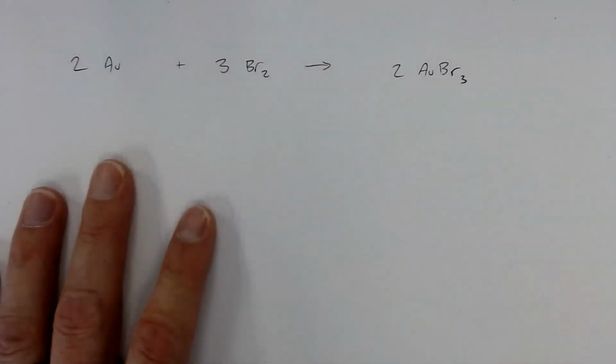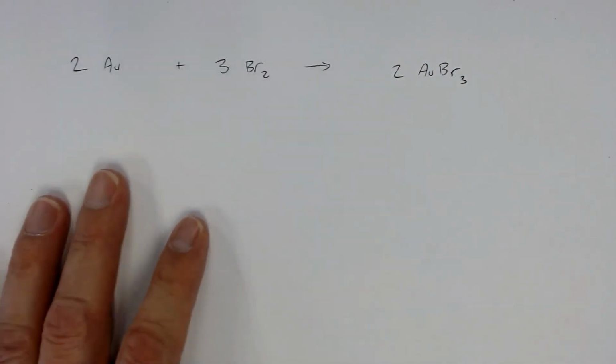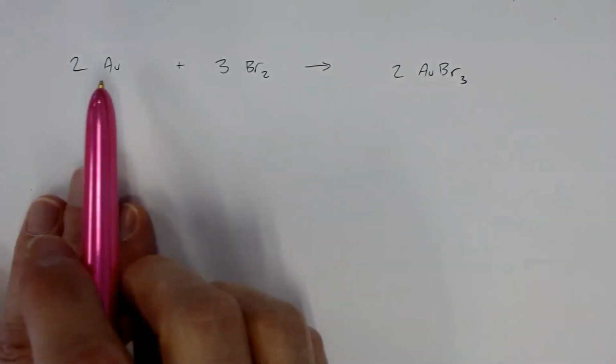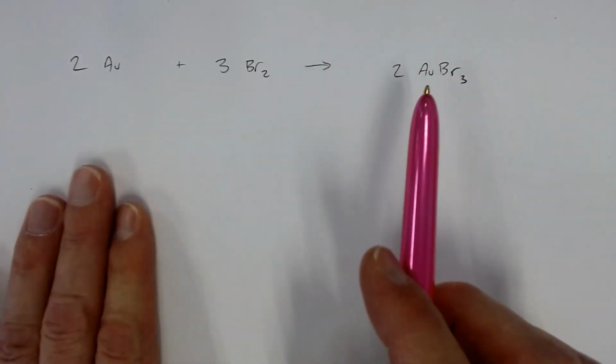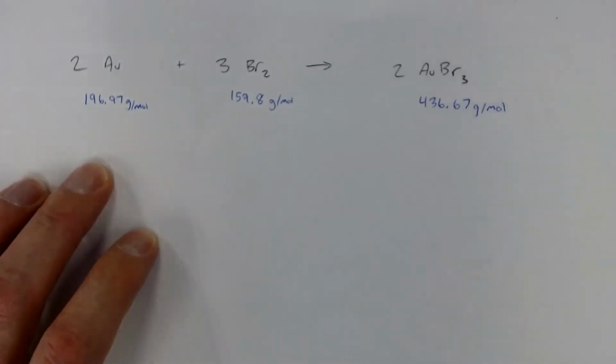All right, so we have another problem. This is a limiting reactant problem, or it starts out as a limiting reactant problem, and then we're going to take it to try to figure out how many grams of the product are produced. Because we're going to be working with grams, I'm going to right off the bat, underneath each of the reactants and the product, write the molar mass of each from the periodic table.